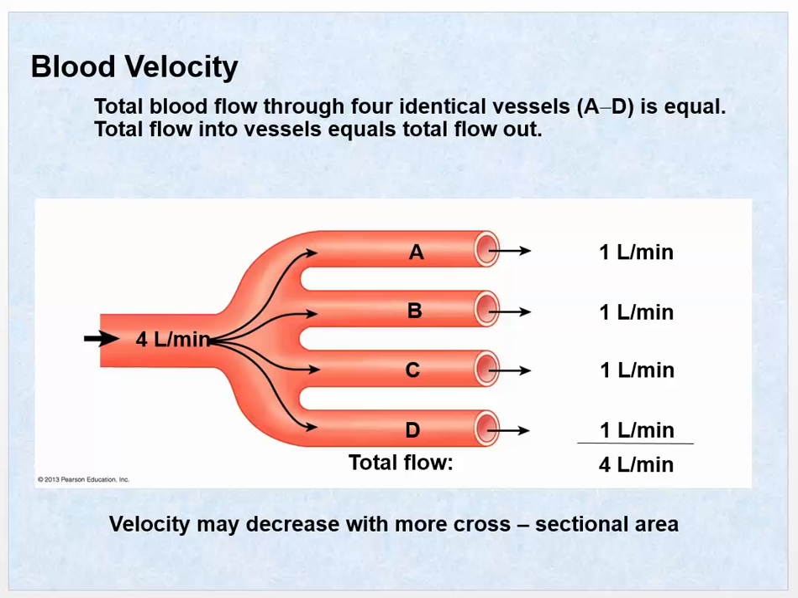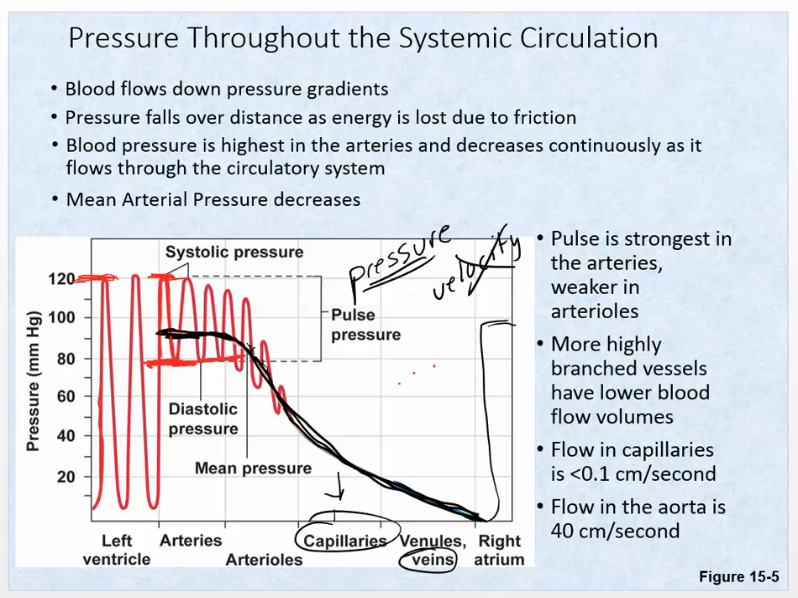Let's make sure I didn't miss anything here. Pressure falls down, pressure gradient, so it falls over distance as energy is lost to friction. It's highest in the arteries, decreases continuously as it flows through, and the mean arterial pressure, of course, decreases. Pulse is strongest in the arteries. That makes sense because you can see that these differences fade the further away they move. More highly branched vessels have lower blood volumes, and flow in the capillaries is lower.